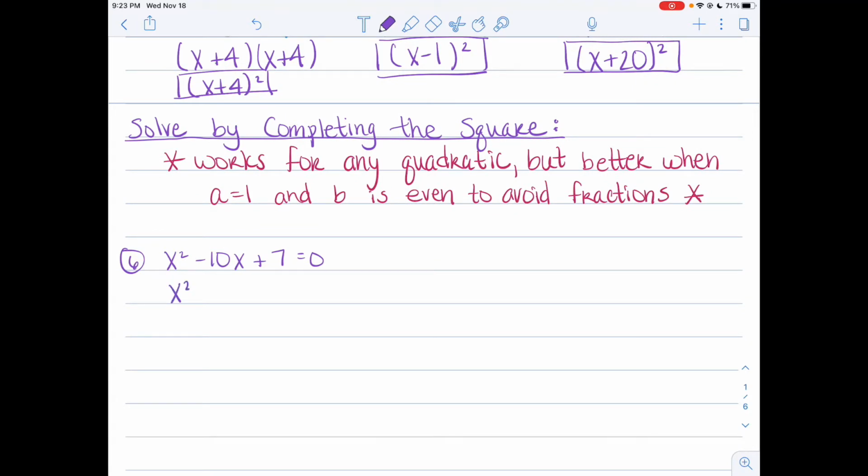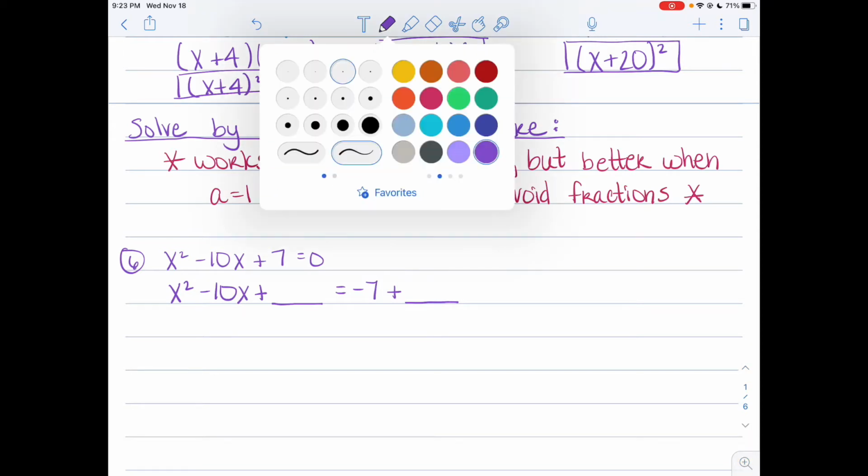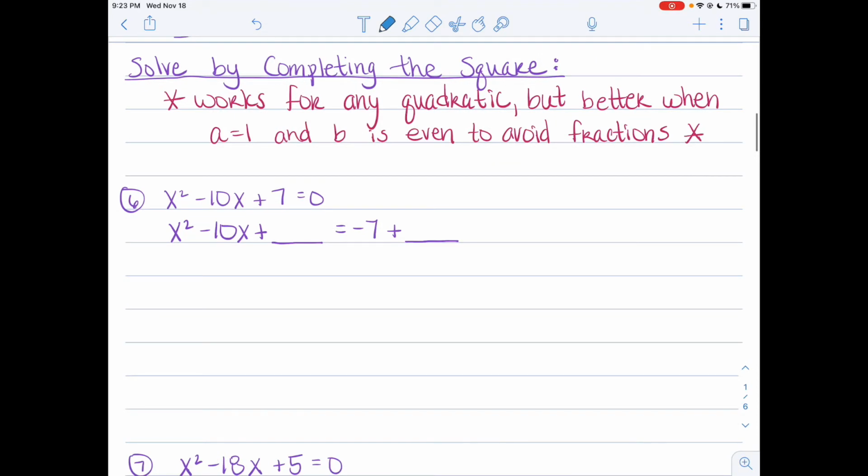I'm going to write this as x squared minus 10x and then plus some number I'm going to calculate. That's going to be that new c value that I calculate. Now I'm going to have my 7 on the right hand side because I've subtracted it from both sides. And if I'm going to fill in that blank on the left-hand side, I'm going to have to fill in the blank on the right-hand side with the exact same number. Because remember, if you do something to one side of the equation, you have to do it to the other side as well.